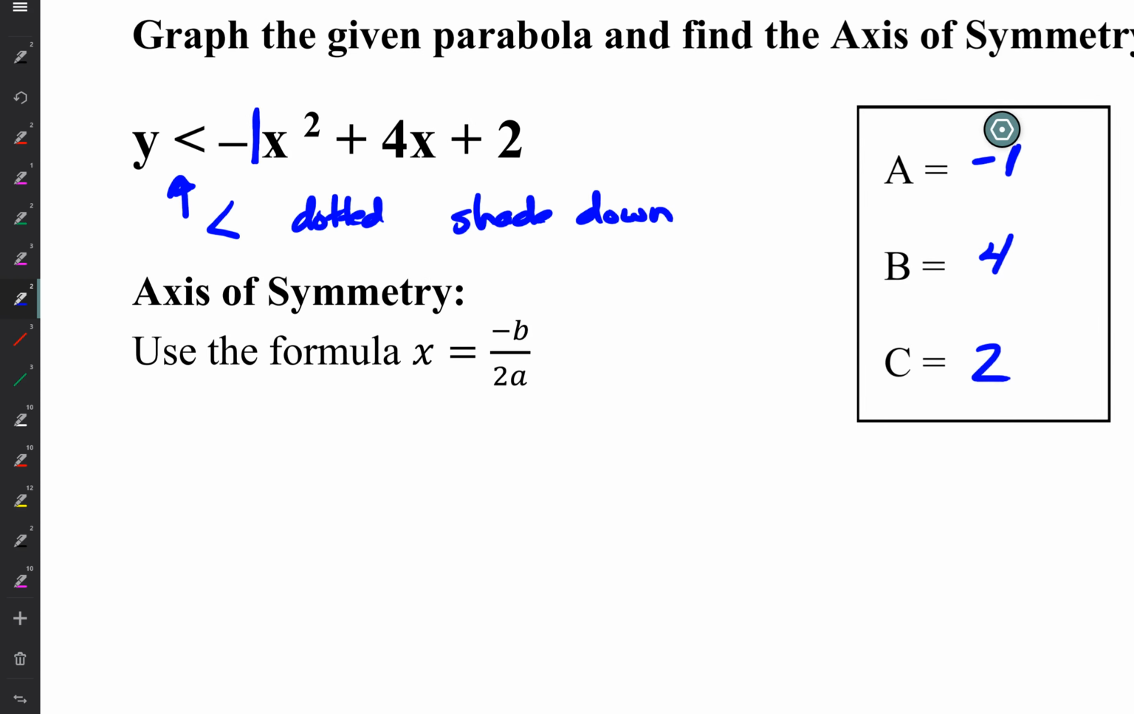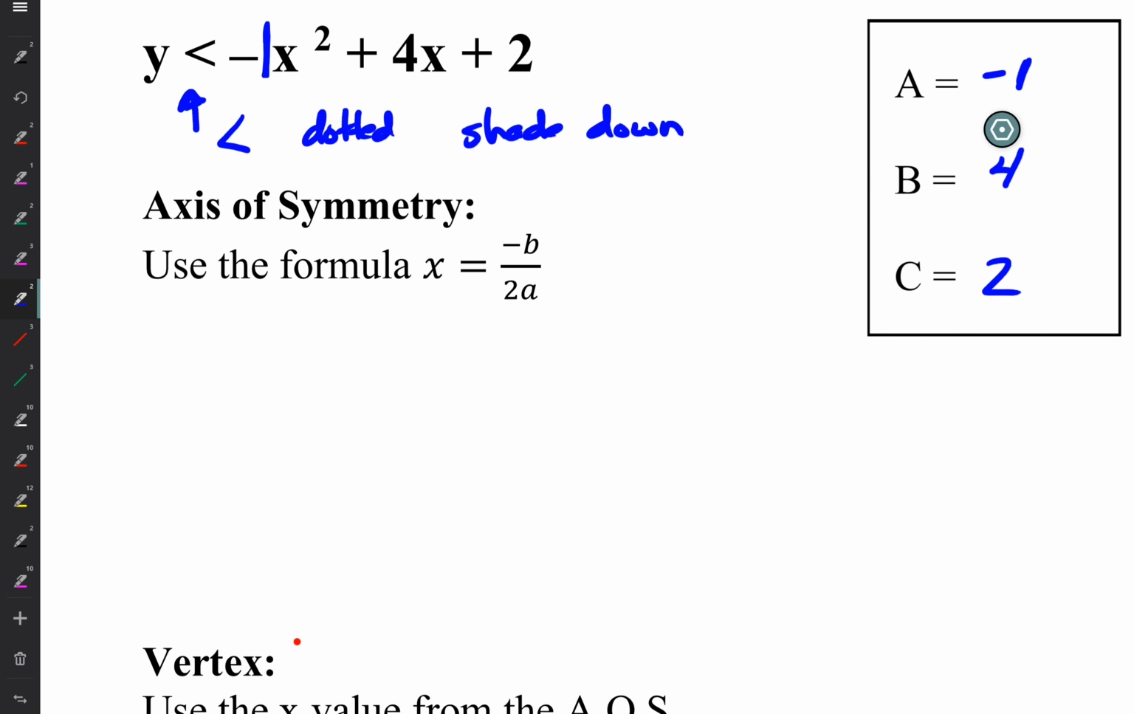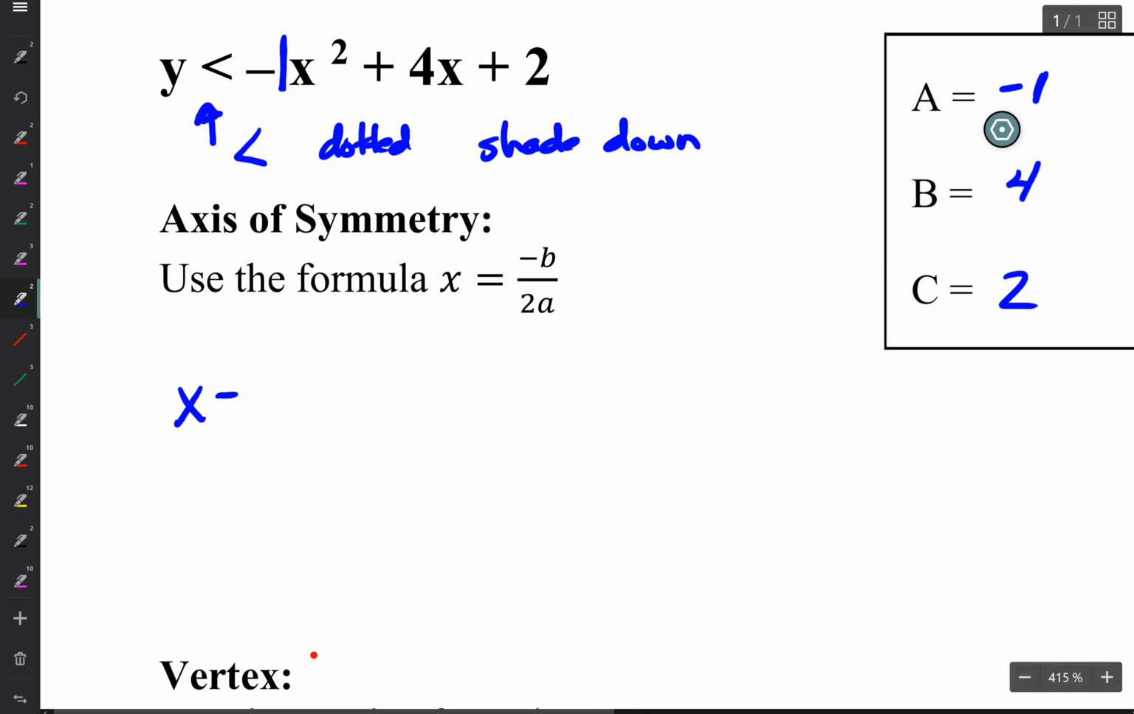So the first step we're going to do is to find the axis of symmetry. We use that formula, opposite of b over 2a. So the opposite of 4, notice I use parentheses, over 2a is negative 4 over negative 2. I get that to be 2.